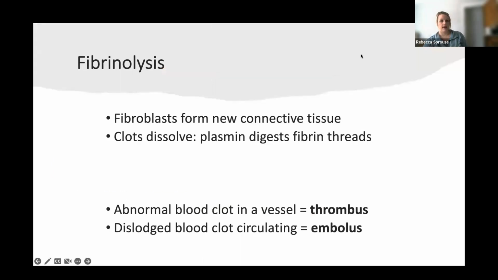I'm going to get into more of that here in just a minute. So the last step here after that blood clot is formed is that we need to rebuild that vessel wall, so that our circulation can be restored to its normal.